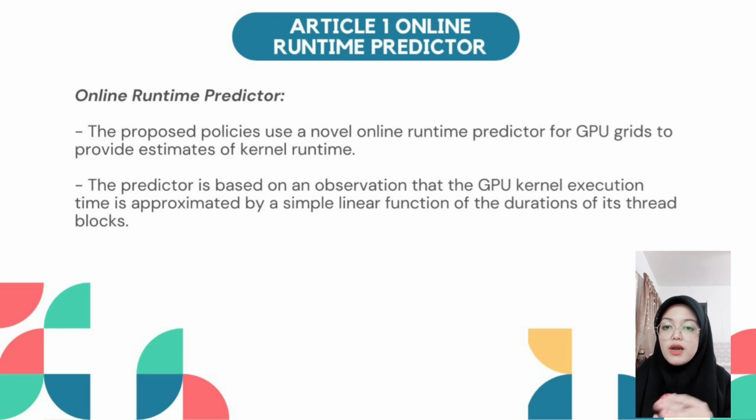Okay, so for the online runtime predictor in this article, the proposed policies use a novel online runtime predictor for GPU grids to provide estimates of kernel runtime, and the predictor is based on an observation that the GPU kernel execution time is approximated by a simple linear function of the duration of its thread blocks.